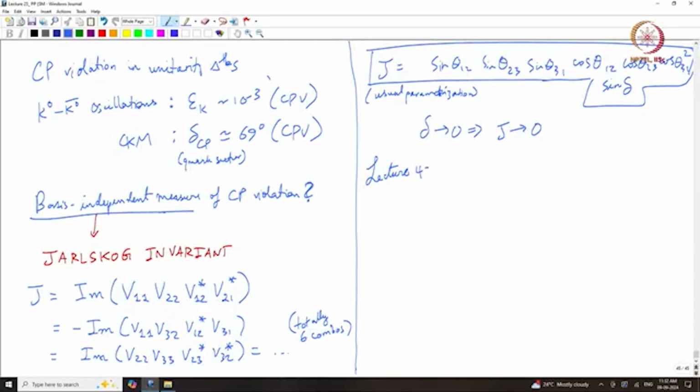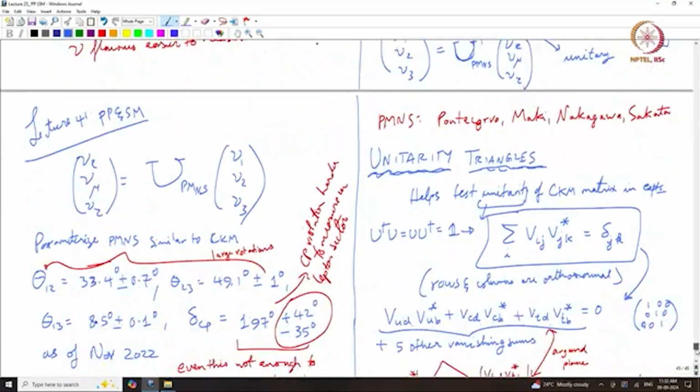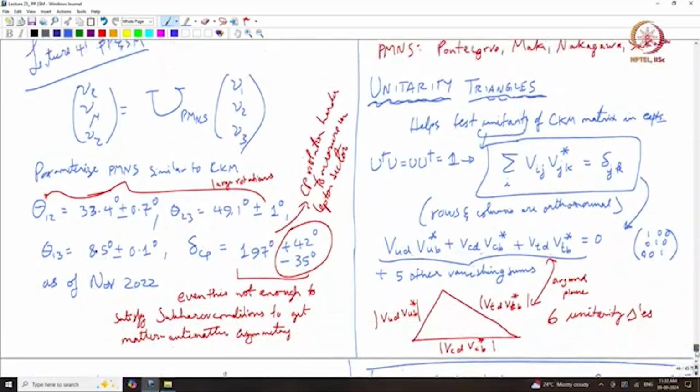Okay, so welcome back to particle physics and the standard model. This is lecture 42, and last class we inspected the PMNS matrix a bit.